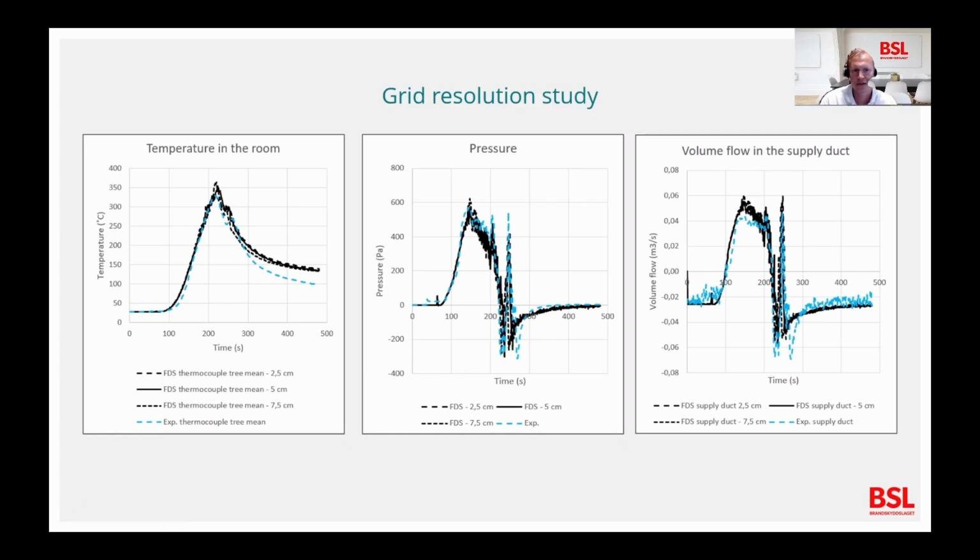I have done a grid resolution study and concluded that 5 centimeter grid cells in this case are sufficient. It's a bit hard to see here, but the results with the 5 centimeter grid and the 2.5 centimeter grid more or less converge and are closer to the experiment than the coarser grid.